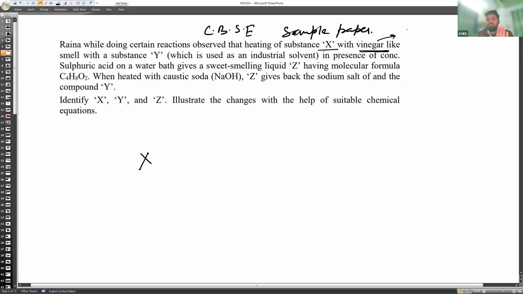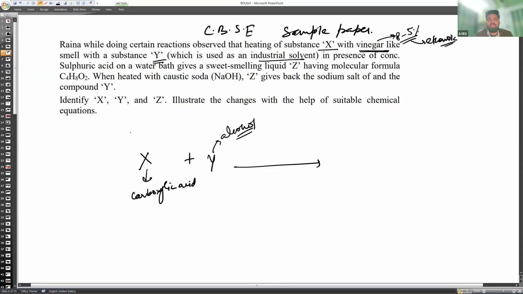Vinegar is 5 to 8% ethanoic acid, and the rest is water. Okay, with a substance Y. So it is a carboxylic acid. We have confirmed carboxylic acid, and it is a compound Y, which is a good solvent for industrial purposes. You know that it is alcohol, because it is giving you a sweet smelling substance in the presence of concentrated acid. This is another indication that it is an esterification reaction.